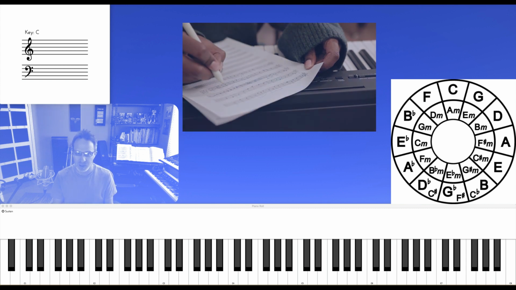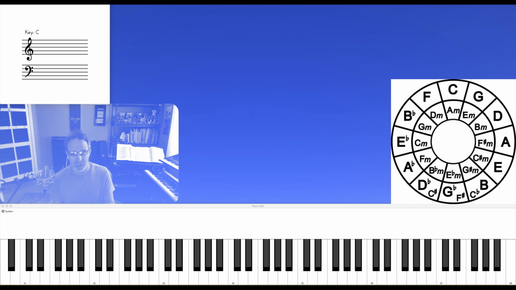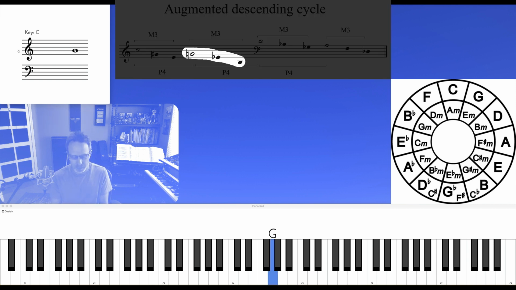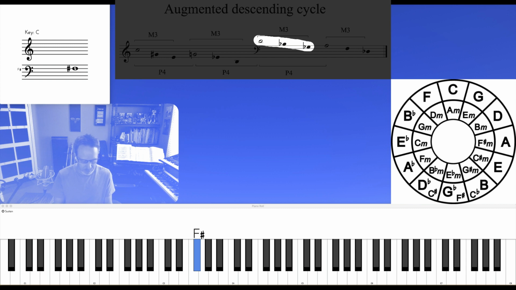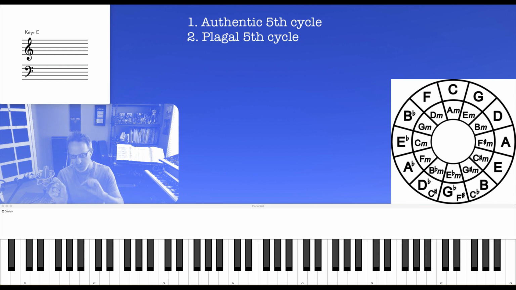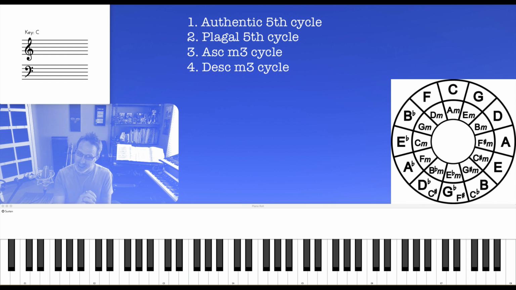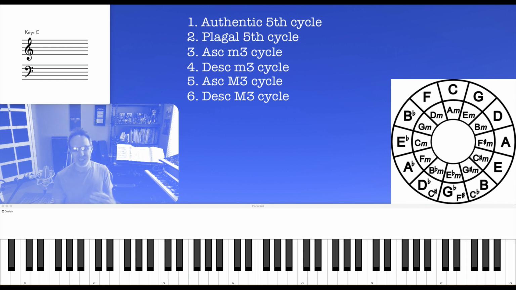I'm picking some simple ones just to demonstrate. The last root cycle is the inverse of that one I just showed you. Instead of ascending major thirds, it'll be descending major thirds. Let's do it from here. And then from G, from D, and from A. So between those two cycles from the circle of fifths, the ascending minor thirds, descending minor thirds, ascending major thirds, and descending major thirds, that's six ways to get through all 12 keys in a symmetrical way.